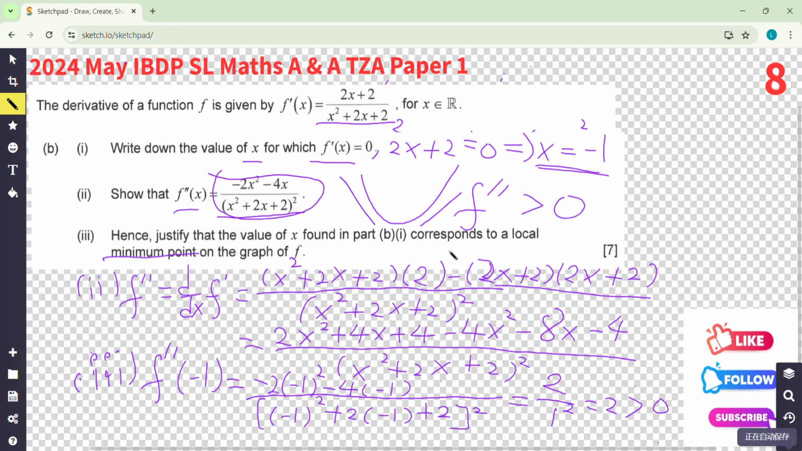So the conclusion is straightforward. So it is a minimum. So we get it. Okay, so AB is done.